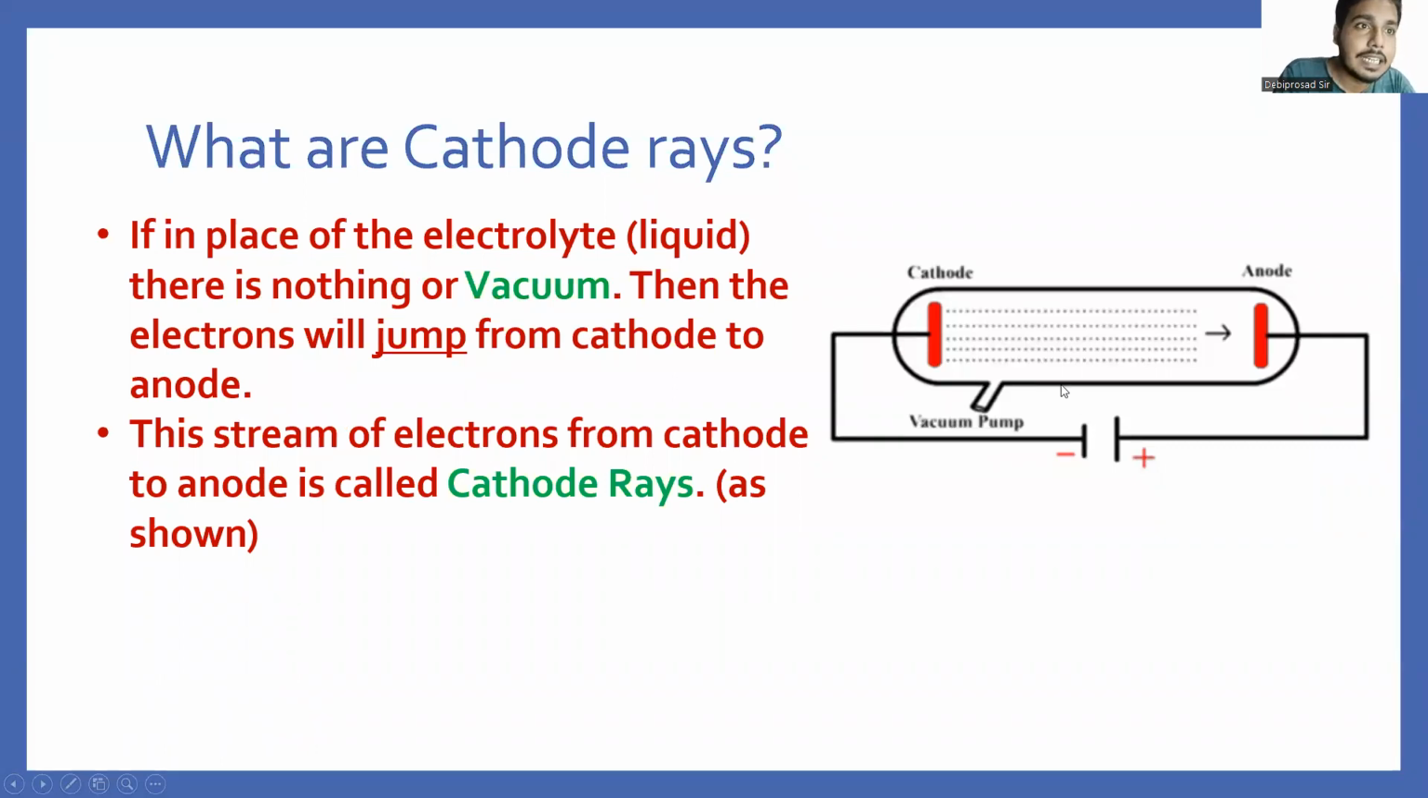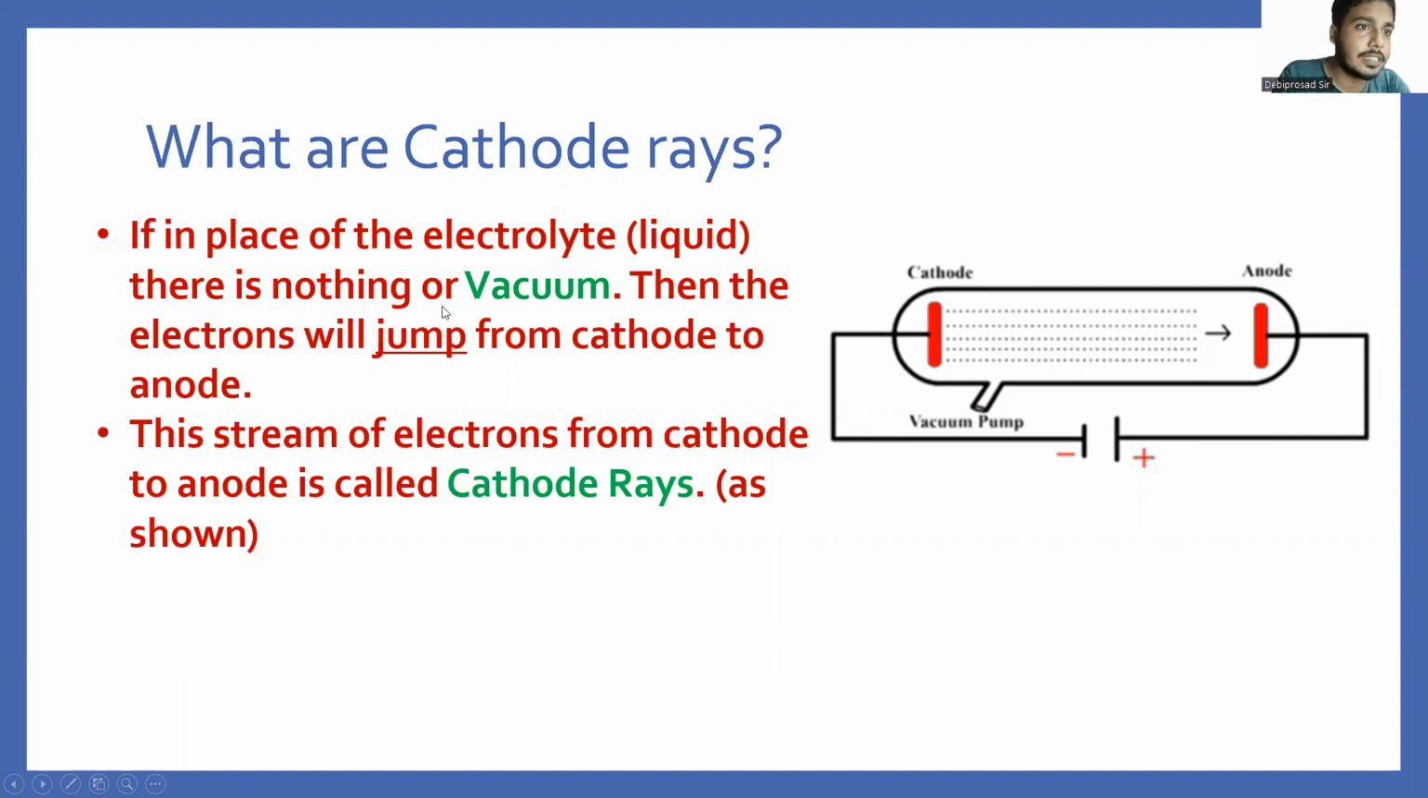Now we are going to learn about something called cathode rays. What are cathode rays? We have learned about the cathode. As this experiment is about cathode rays, we have said that electrons travel from cathode to anode. But how do they travel? Suppose we replace the electrolyte with something called a vacuum. Now, what is a vacuum? That is very important. In the slide, in place of the electrolyte that was a liquid, there is nothing, or vacuum.